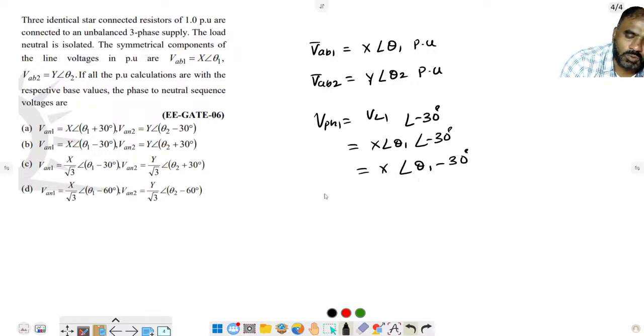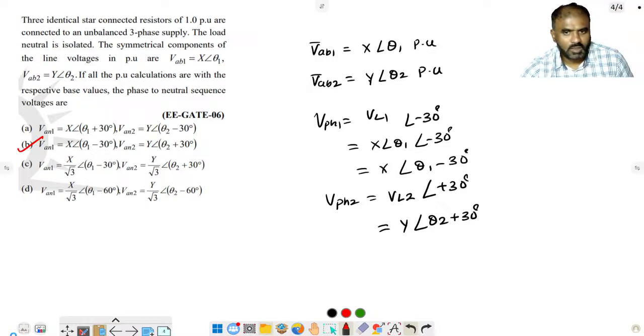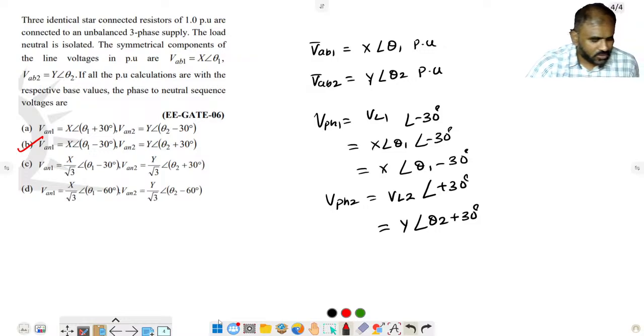Similarly, what about VA2? V phase 2 equals V line 2 at an angle plus 30 degrees, so that means Y at an angle theta 2 plus 30 degrees. So if you calculate, what is the option? By root 3 will not come. Careful. Generally people will go for option C. Why is root 3 not there here? Since it is in per unit form.